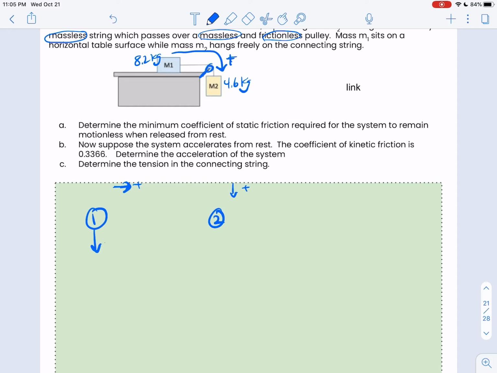So M1 is going to have Fg and Fn, those are going to be equal, pulled by some tension, and then pulled back by some friction. I'm not going to bother with the other forces because it's not really necessary here. Mass 2 is going to have Fg, let's call that 2, we'll call that one 1, and then Ft. Remember that's the same string, so Ft is the same force on both sides.